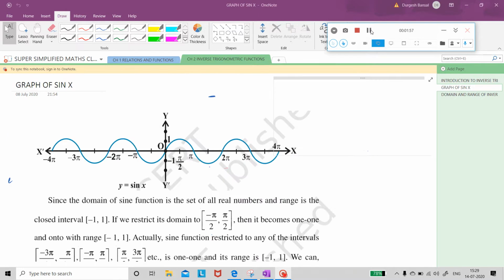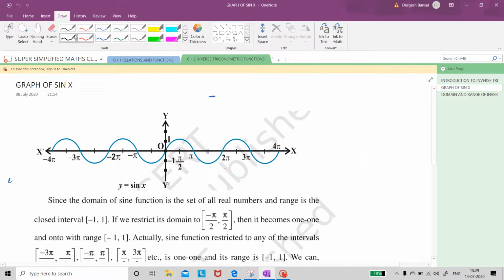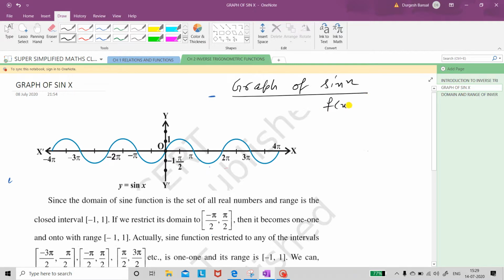Now students, as you can see, this is the graph of the sine function. What do you observe in this graph? So let us study this graph. Whenever we are making the graph of any function, as we are doing here, that function is the sine function, and what is the domain of this sine function? The domain of this sine function is the whole real line, and its range is going to be the closed interval -1 to 1. So let us study what this means.